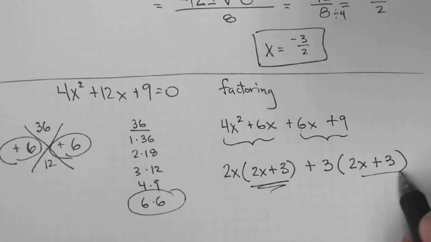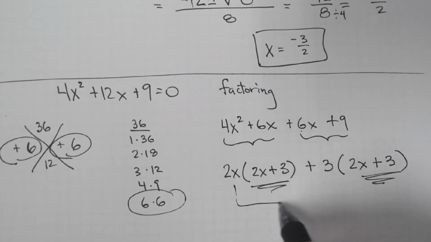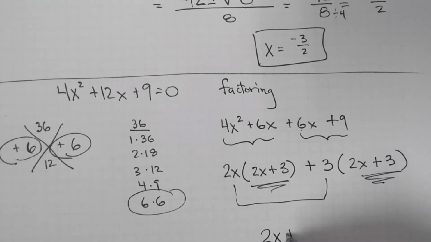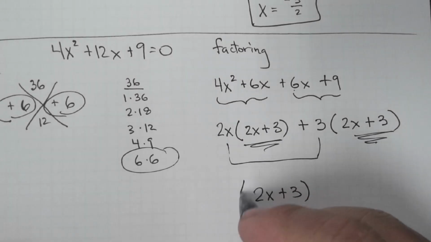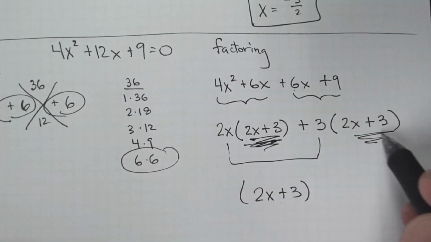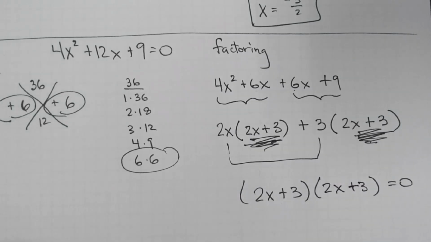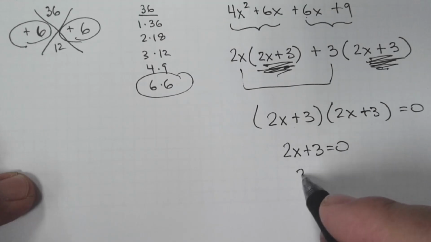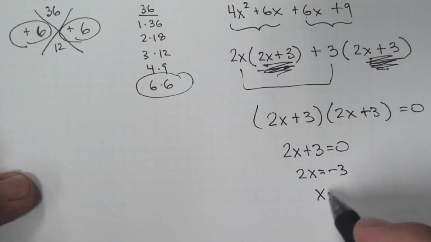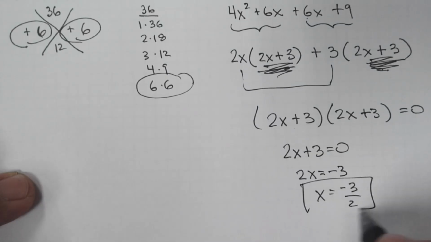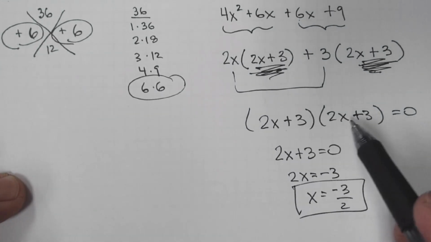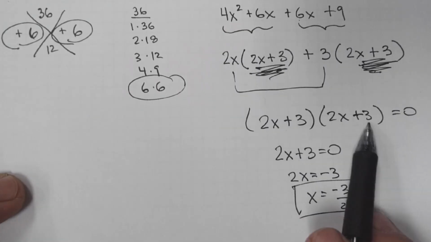Now these are going to be the same, so I combine the outside pieces. 2x plus 3, that's one parenthesis. And then this one right here would be 2x plus 3 again, equals 0. Well, look, these are exactly the same, so I just need to solve one of them. 2x plus 3 equals 0. Move that over, 2x equals negative 3, so x is negative 3 over 2. And there's my answer. I don't need to solve this one because it's the exact same thing since they're identical.